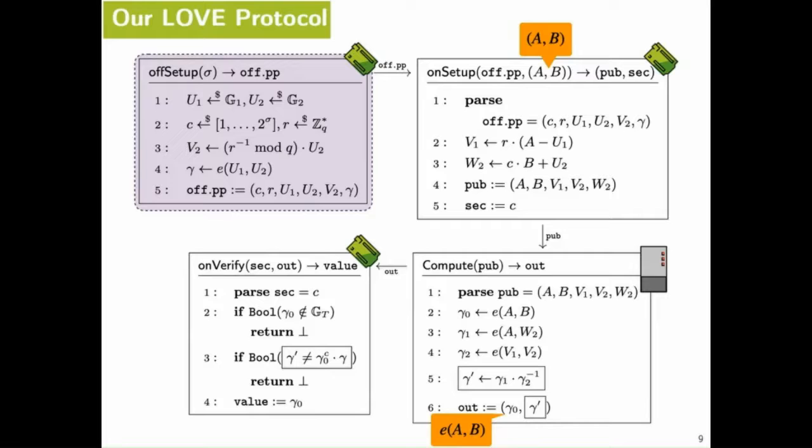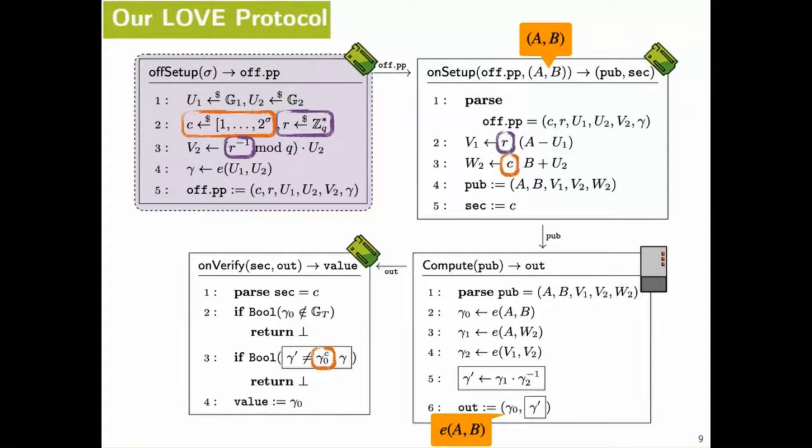First of all, we will focus on what happens on line 2 of the offline setup. Here you can see that we sample a challenge value C from a set of size 2 to the sigma, therefore exponential in our statistical security parameter. And we also sample a randomness R from the set of, let's call them, exponents of the groups. Now this randomness R is embedded into 2 different points, V1 and V2, and in V2 we embed the inverse of R. So it's not hard to believe that if I combine V1 and V2 in an appropriate way, we will be able to remove the contribution of R, while the challenge C is embedded only in the point W2, generated on line 3 of the online setup.